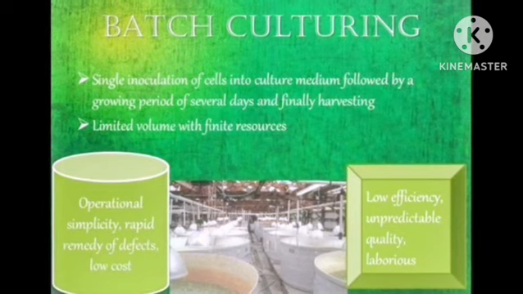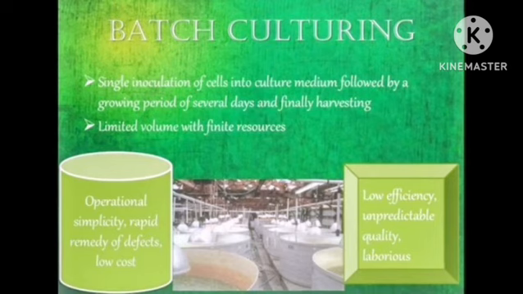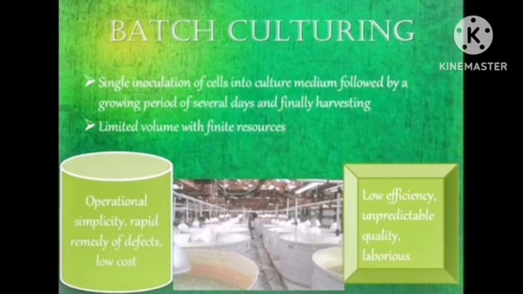Batch culture's growth curve shows lag, exponential, stationary, and death phases. So it is usually harvested in the late exponential or early stationary phase for best quality. Next slides on continuous culture.